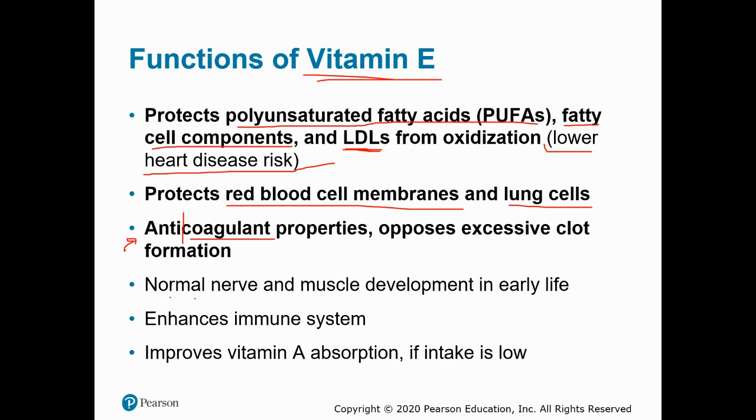Vitamin E can also support healthy nerve and muscle development early in life. Because of its role in supporting our polyunsaturated fatty acids and protecting LDLs from oxidation, vitamin E supports our immune system. Vitamin E can also support vitamin A absorption, enhancing or increasing vitamin A absorption, especially if our intake of vitamin A is low.